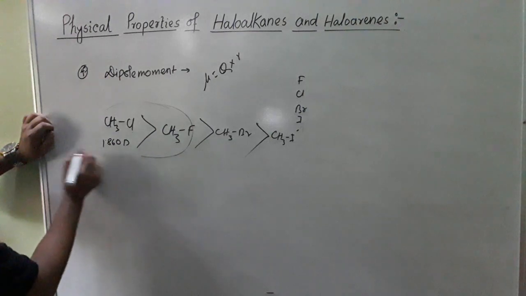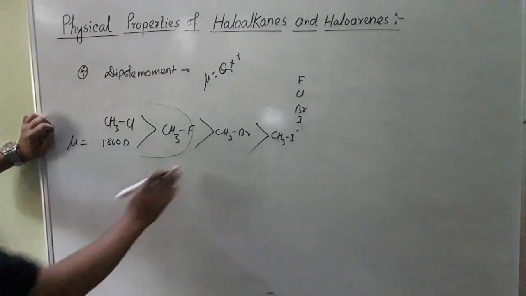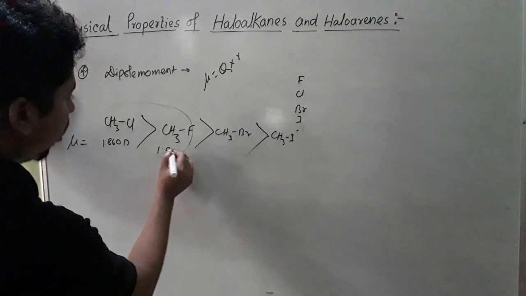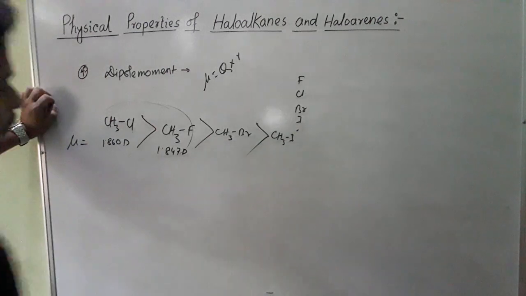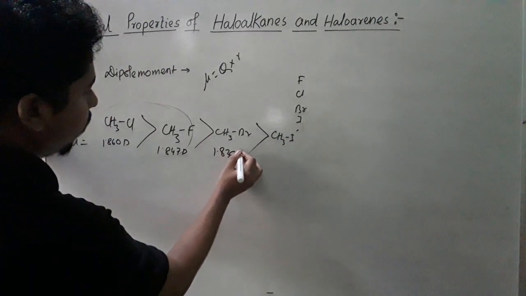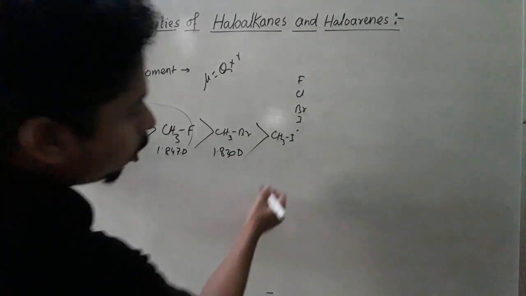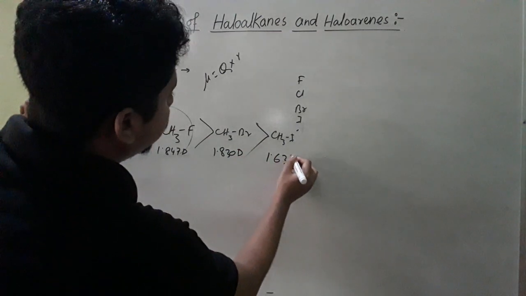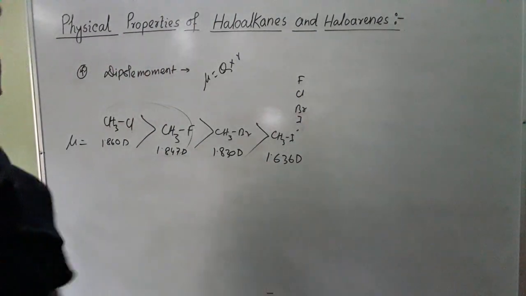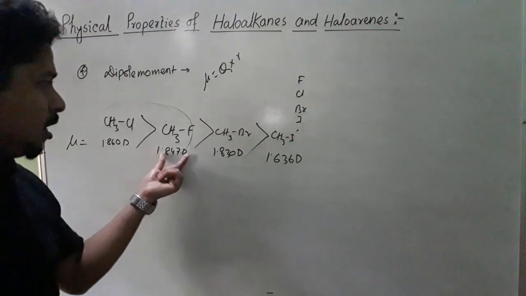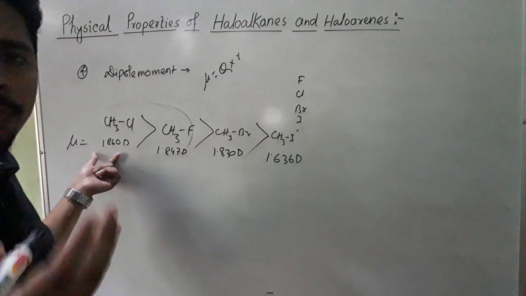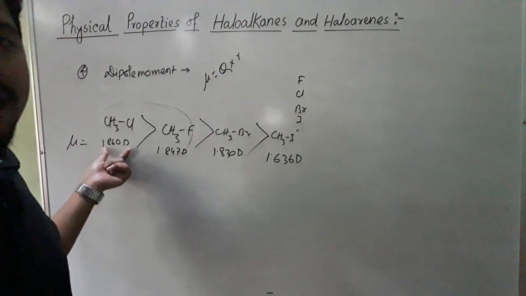This will have 1.860 debye, the mu value, the dipole moment value. And this will have 1.847 debye. This one is 1.830 debye, and the last one is 1.636 debye. So here you see the dipole moment is decreasing in this way. It means CH3F should have a higher dipole moment value than CH3Cl, but it is found that exceptionally CH3Cl has the higher dipole moment.